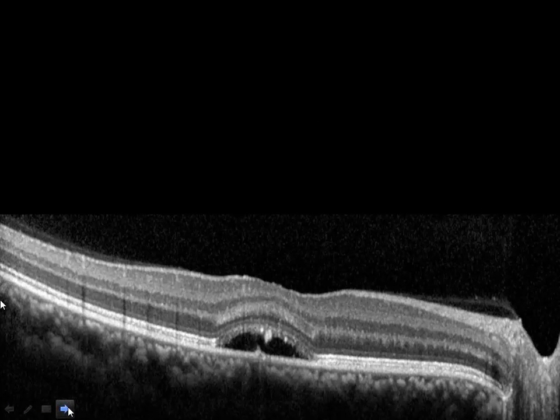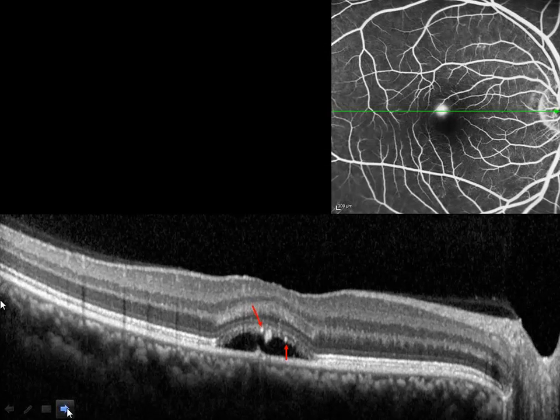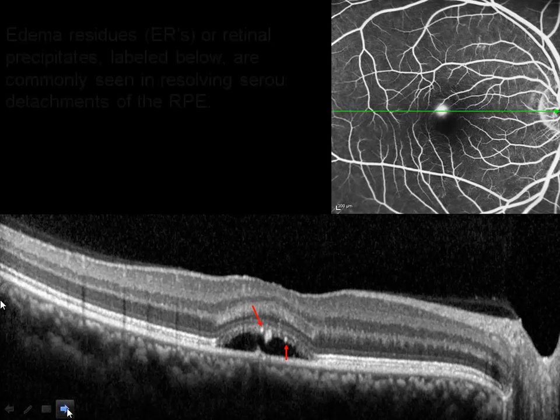Okay, going back to what I showed you before, those are the dots associated with central serous, which we call the edema residues or retinal precipitates. But those, you're really not going to get confused based upon what we see with OCT.